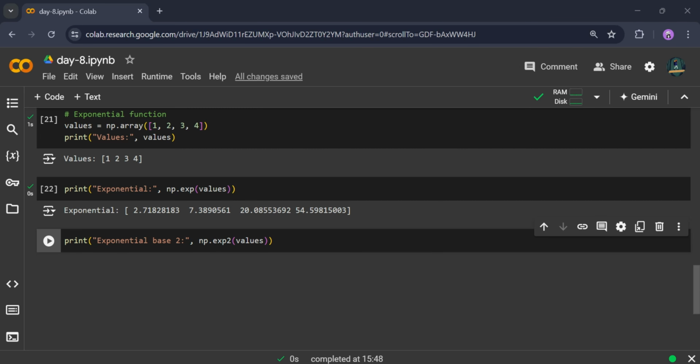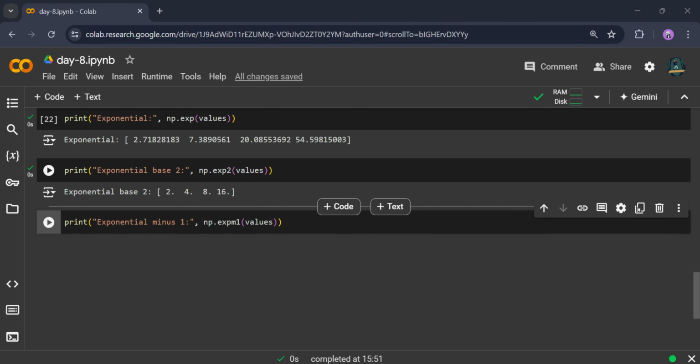Next, we will calculate the exponential function with base 2. This function is denoted as 2 to the power x. Here, the np.exp2 of values calculates 2 raised to the power of each value in the array. Let's run this.